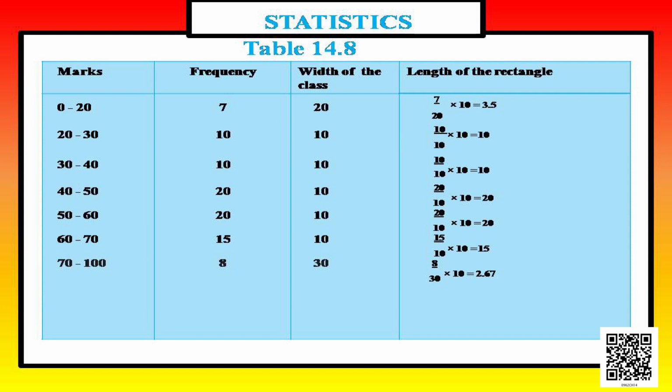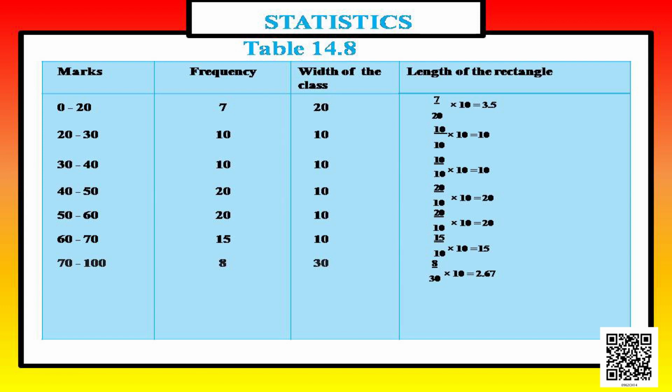Now according to this we change the frequency for this graph, and that column is marked as length of the rectangle. The calculation is such, we have to write the frequency on top, that will be divided by the class width, that is 20, and that will be multiplied by 10, which is the common width for all of them. So the result is 3.5.